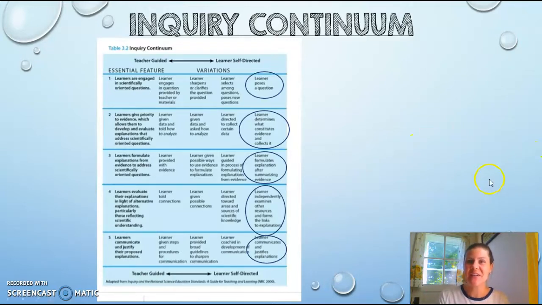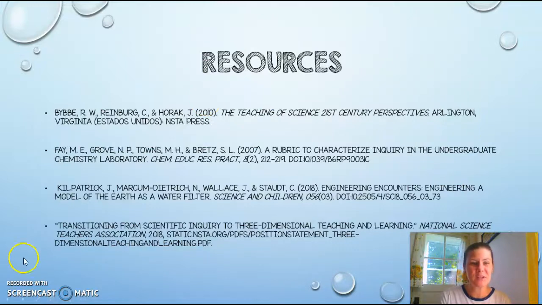So this is a great activity for really getting students to be independent and having freedom in their learning. Here's my resources page.